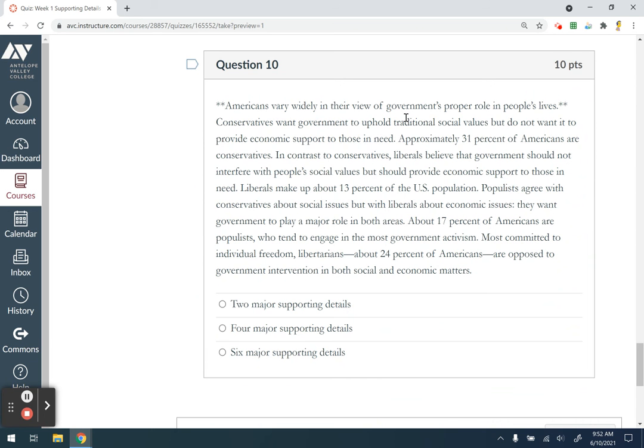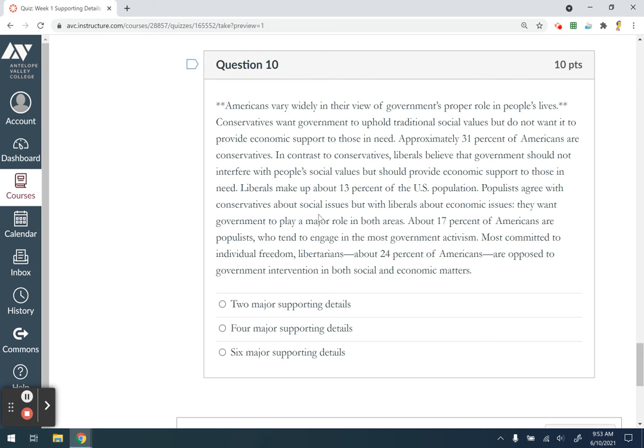Americans vary widely in their view of government's proper role in people's lives. Conservatives want government to uphold traditional social values, but do not want it to provide economic support to those in need. Approximately 31% of Americans are conservatives. In contrast to conservatives, liberals believe that government should not interfere with people's social values, but should provide economic support to those in need. Liberals make up about 13% of the US population.